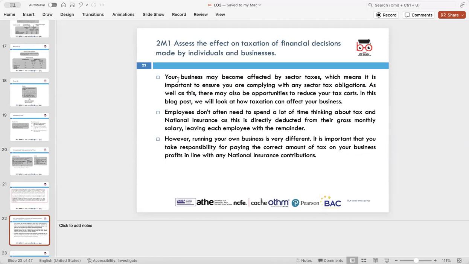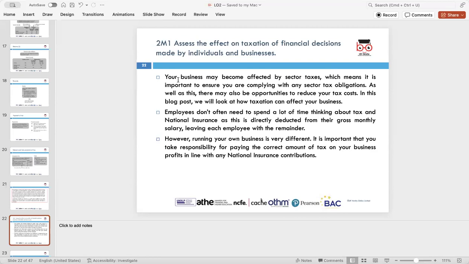So assess the effect on taxation of financial decisions made by individuals and businesses. Unlike employees who have their taxes and national insurance contribution deducted from their monthly salary, business owners have to take responsibility for managing their tax affairs. This means ensuring that you accurately calculate and pay the correct amount of tax on your business profit, along with any required national insurance contribution as well.